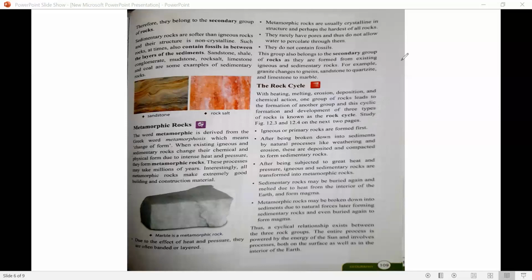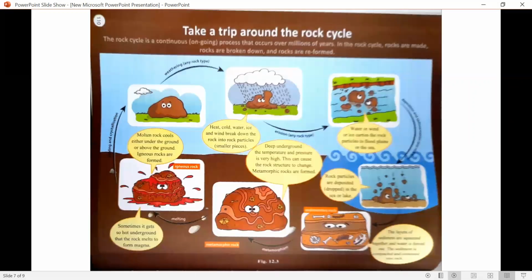Now this one was big, so if I tell it in short, the changes or developments in the rocks by different forms of changes and climate changes in the surroundings, that is known as the rock cycle. Now this was short and crisp, and also interesting. Let's take a look at it further.